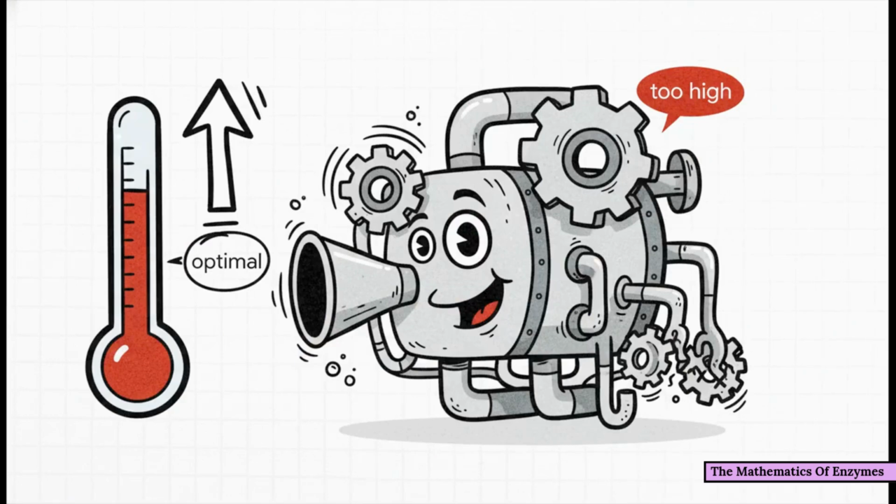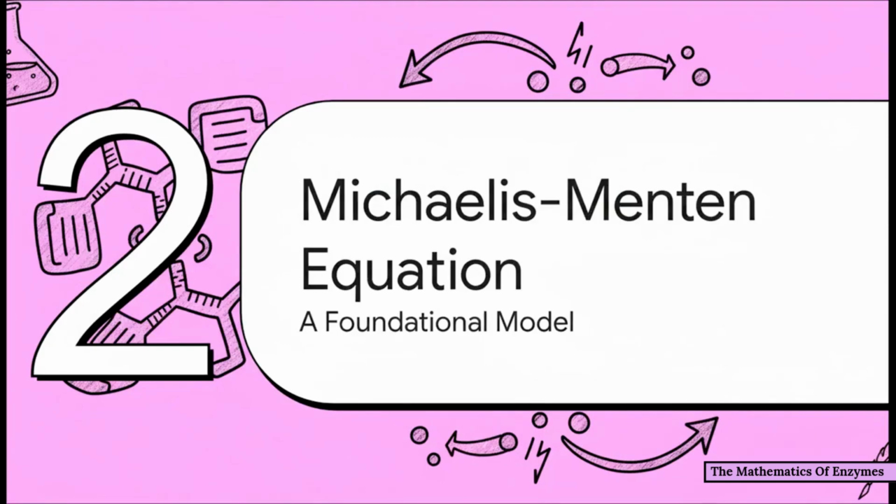But here's the thing, an enzyme's performance isn't set in stone. It's a lot like a car engine. Its efficiency totally changes depending on the conditions. If you raise the temperature, the reaction speeds up, but only up to a certain point. Go too high and the enzyme literally falls apart and stops working. So to understand and predict this kind of behavior, we really need a mathematical model. And that brings us to the first major attempt to build that model. This is the cornerstone of biochemistry, developed more than a century ago by Leonor Michaelis and Maud Menten.